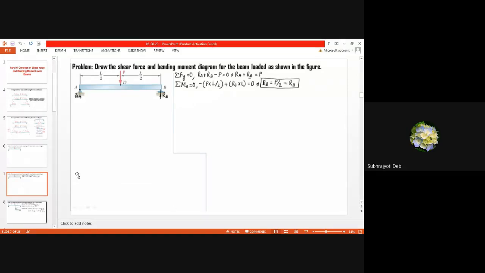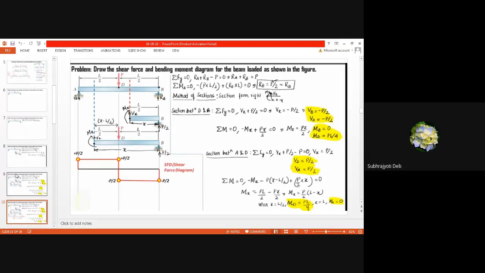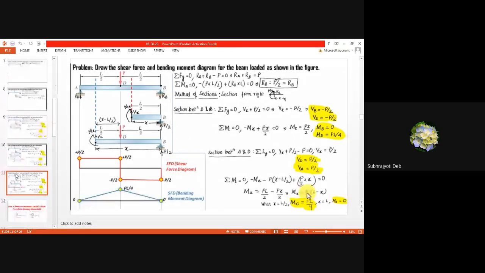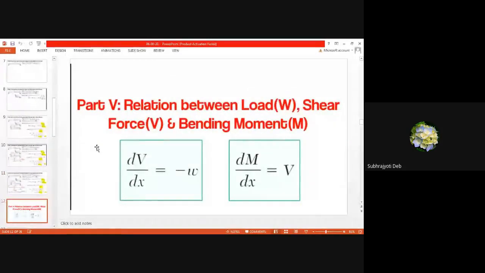This was the problem we did yesterday. So the relation between load, shear force, and bending moment: your applied load is W, shear force is V, and bending moment is M. So see the first one. This is your shear force V, and W is your load, M is the moment. So we'll derive this relation. This is very important.